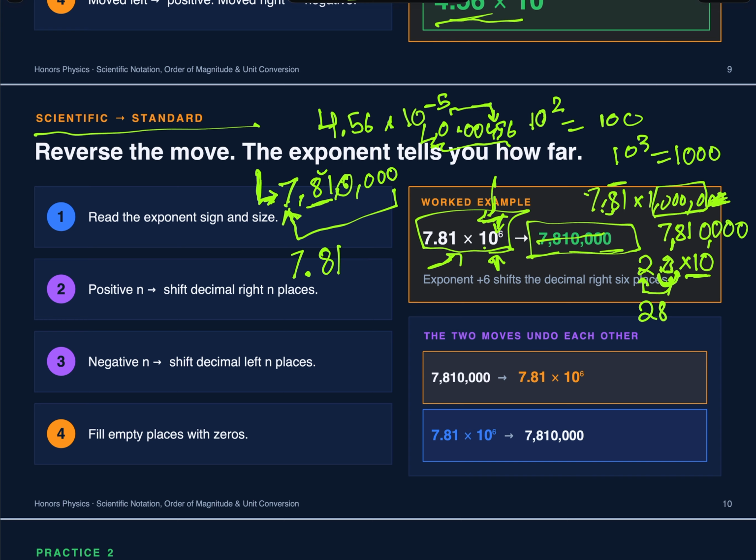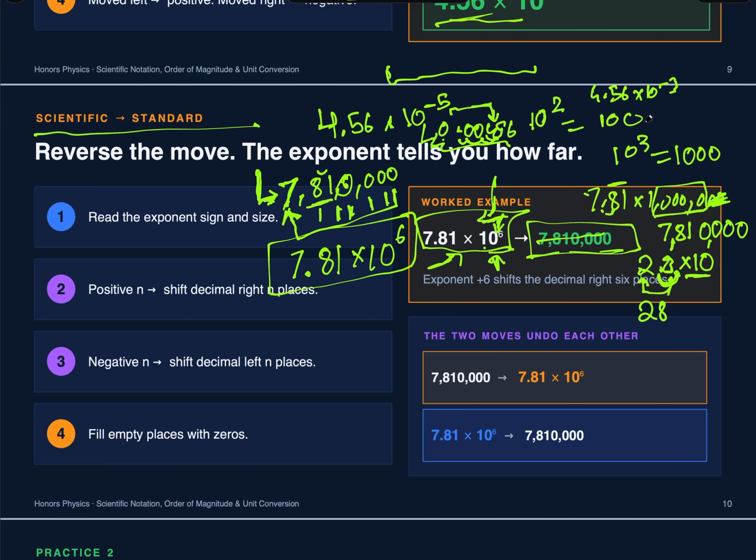And then what do I do? I count how many places are after 7. 1, 2, 3, 4, 5, 6. So it becomes 7.81 times 10 to the 6. For these cases, you would just count the number of digits after the first number. For the smaller numbers, you'd count how many digits it took you to get to that non-zero digit. So over here, you'd count 1 skip, 2 skip, 3 skip, because it needs to come after the 4, right? Becomes 4.56 times 10 to the negative 3.